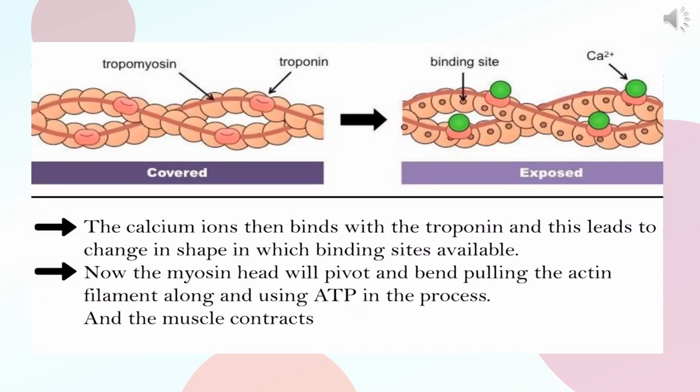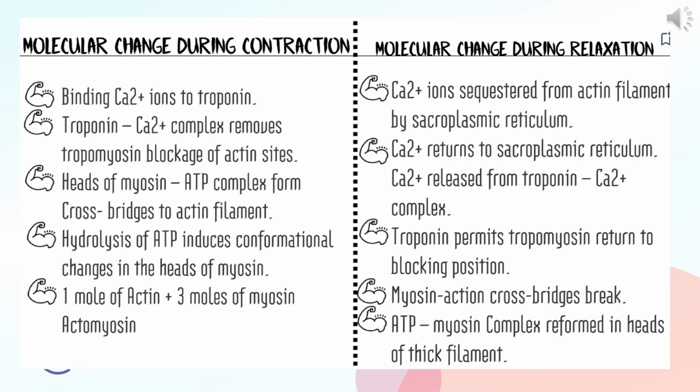The calcium ions then bind with the troponin, and this leads to a change in shape in which binding sites become available. Now the myosin head will pivot and bend, pulling the actin filament along and using ATP in the process, and the muscle contracts. Muscular change during contraction.